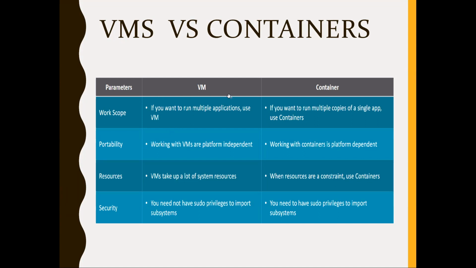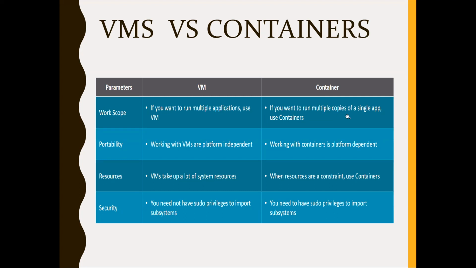Right. So here, some differences with respect to the work scope. If you want to run multiple applications, use a VM. Multiple applications in the sense, let's say I want to have a gaming application. Maybe this project also supports another application, like let's say a weather application. So you have different applications. If you want to run multiple applications like a weather application and the gaming application, you can use a VM, because on a VM you can put multiple applications because it's very huge.